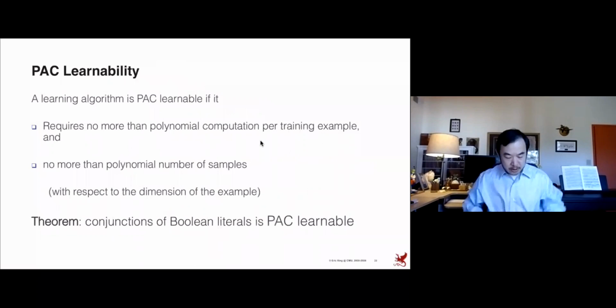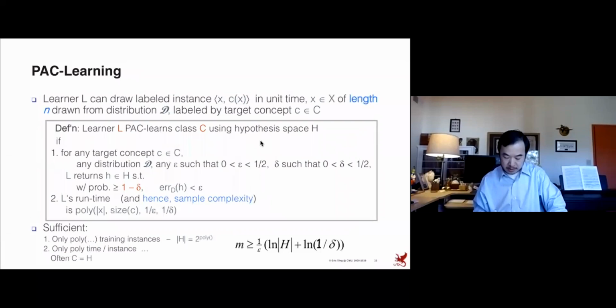So this is basically the core of PAC learnability. A learning algorithm is PAC learnable if it requires no more than polynomial computation per training example and no more than a polynomial number of examples to achieve a good outcome with high probability. This polynomial is what qualifies PAC learnability. And where do you see polynomial? Well, it's because you have this equation. You can actually compute how many examples you need to achieve a good result.